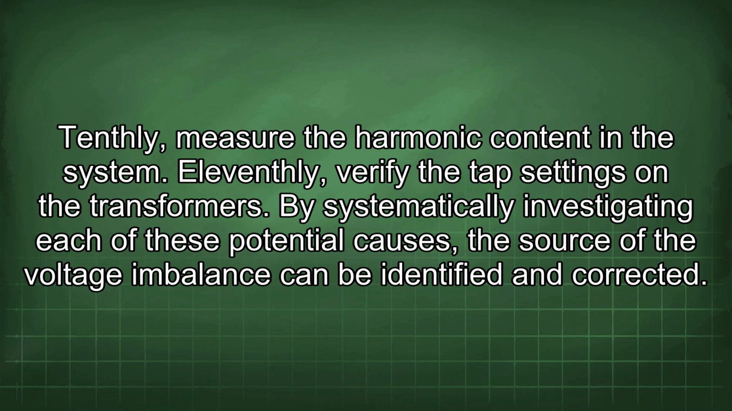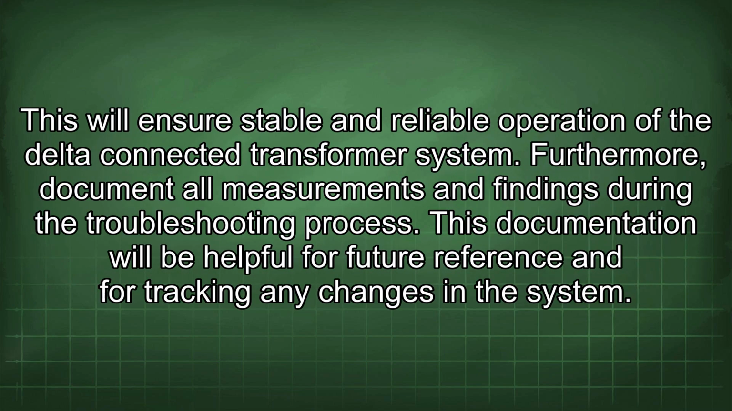By systematically investigating each of these potential causes, the source of the voltage imbalance can be identified and corrected. This will ensure stable and reliable operation of the delta-connected transformer system. Furthermore, document all measurements and findings during the troubleshooting process. This documentation will be helpful for future reference and for tracking any changes in the system.